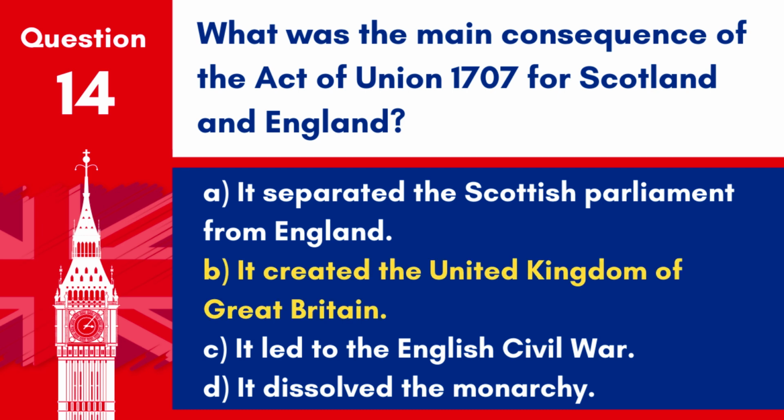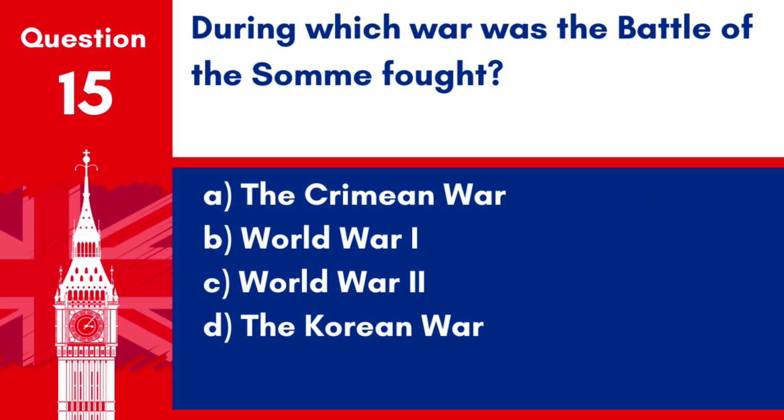Answer B. It created the United Kingdom of Great Britain. The Act of Union 1707 merged the parliaments of Scotland and England, creating the United Kingdom of Great Britain. Question 15. During which war was the Battle of the Somme fought?